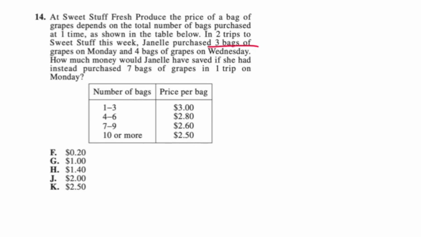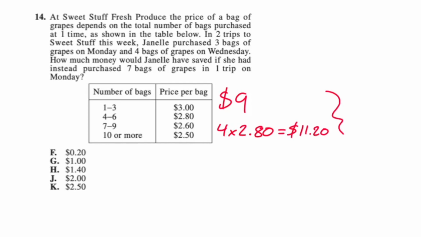So she first purchased 3 bags, and that means she spent $3 per bag. That would be $9. So her first trip cost her $9. And then later she bought 4 bags. So 4 bags would be at $2.80. So we're going to have to do 4 times $2.80. And that's $11.20.